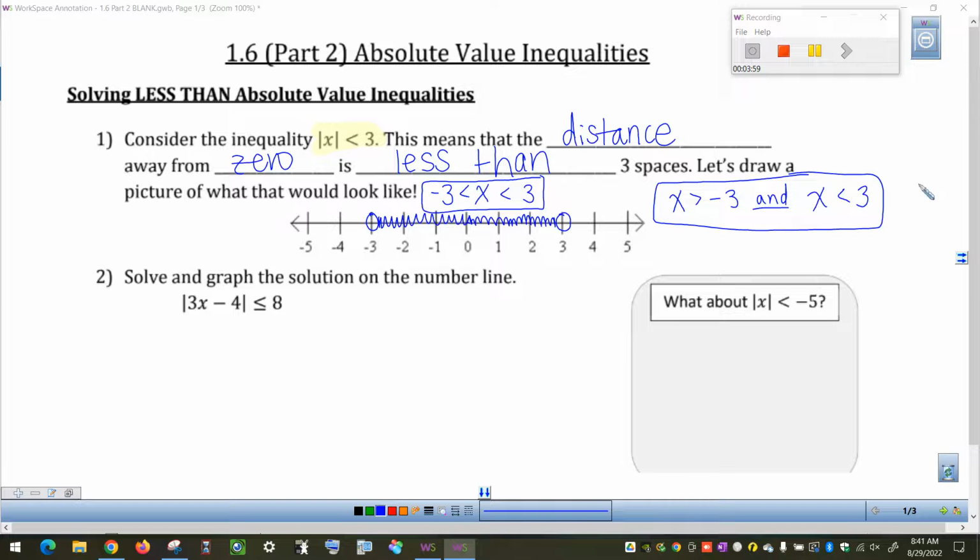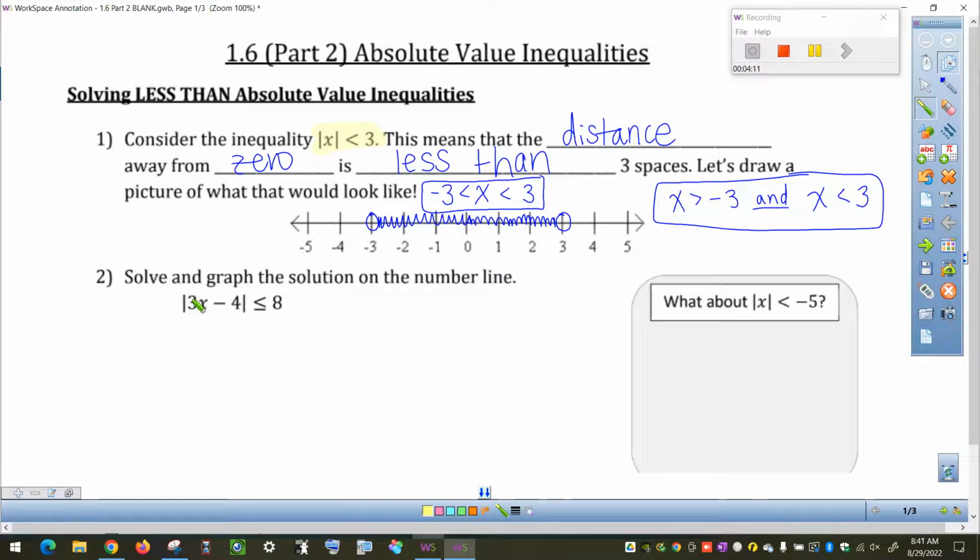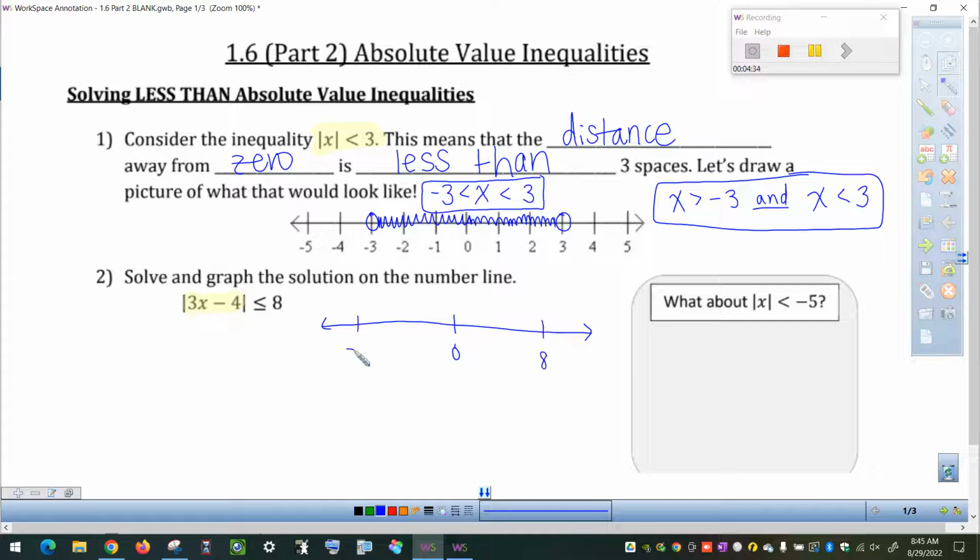Okay, so let's take a look at one that is a little bit more complex. So we have a little bit more going on in this inequality. Now, what this one is saying is that the quantity inside of the absolute value part, in this case it's 3x minus 4, we're saying that 3x minus 4 has to equal something that's less than or equal to 8 spaces away from 0 on the number line. So if we were to initially make a picture of what the original problem looks like, I'm thinking that less than 8 spaces away from 0 is going to be like out to positive 8 to the right or out to negative 8 on the left.